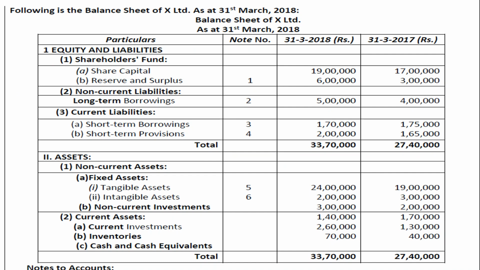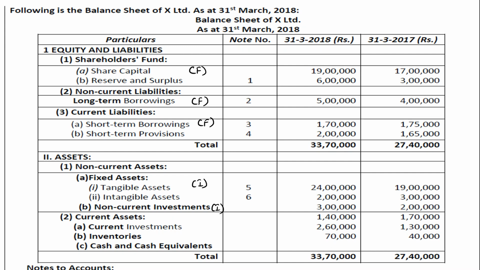In financing activity, we have used the share capital, the long-term borrowing and the short-term borrowing. Then we have taken the tangible assets for investing activity, and non-current investment for investing activity, and that's it. We are left with these items, that is reserves and surplus. We have to go and see in note number 1 what it comprises of. Then we have the short-term provisions, note number 4, and then we have the intangible assets.